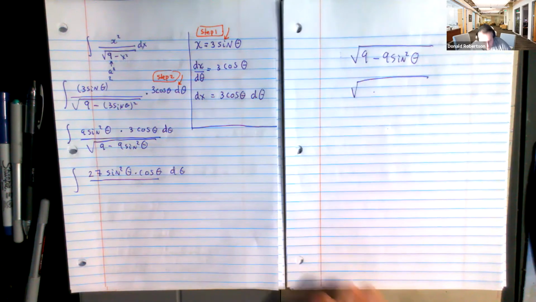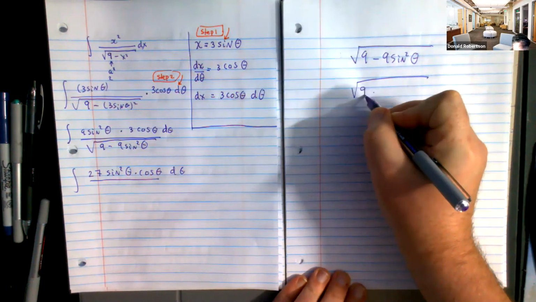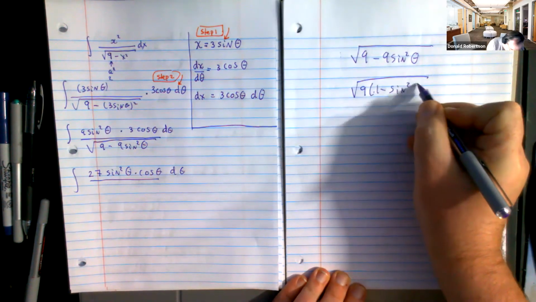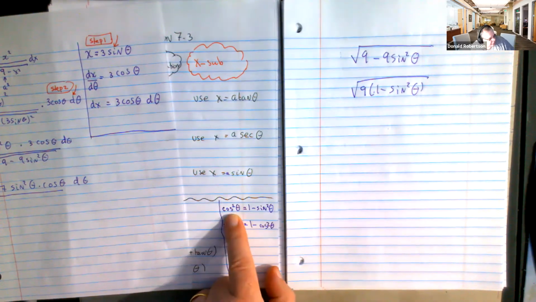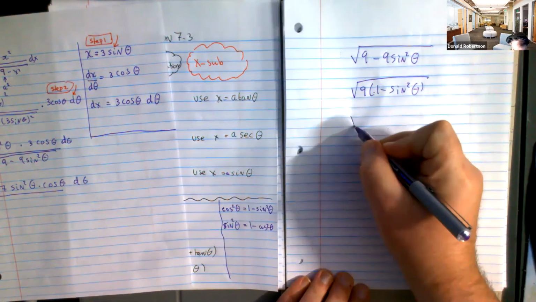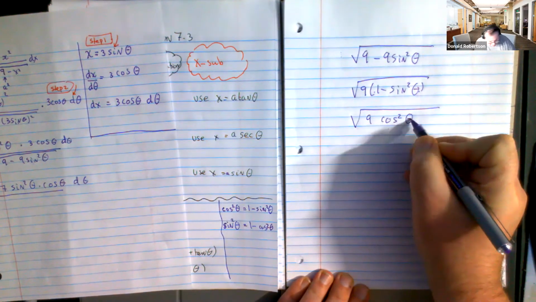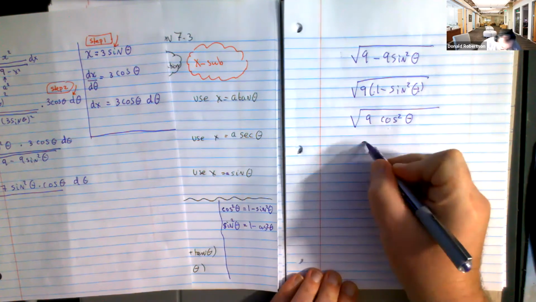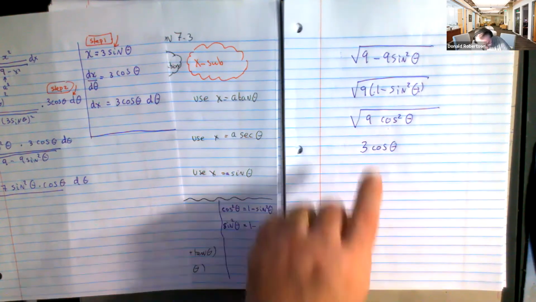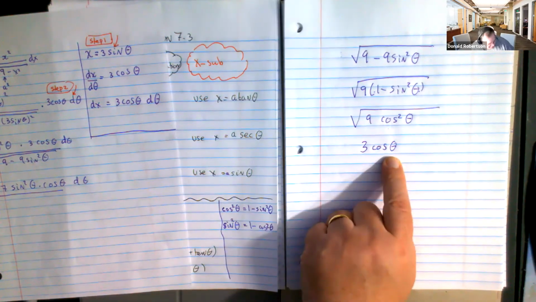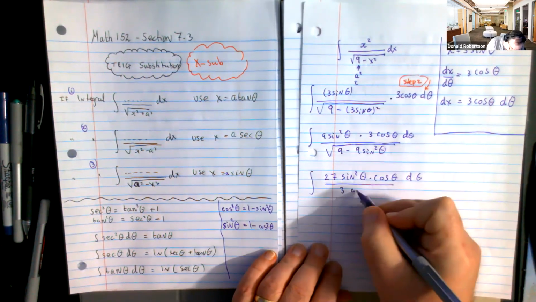Take small steps. Do you notice that there's a common factor of 9? So I'll pull that out. If you look at my little list over here, isn't 1 minus sine squared cos squared? So 1 minus sine squared is cos squared. Isn't the square root of 9 3? And the square root of cos squared cosine theta? Do you see how the square root has disappeared? So this is 3 cosine theta.